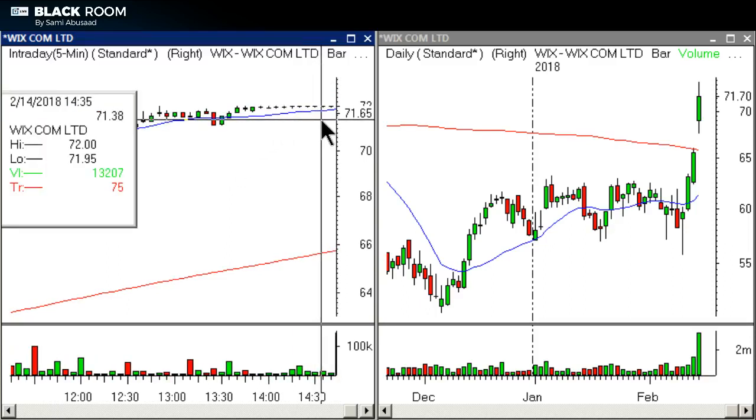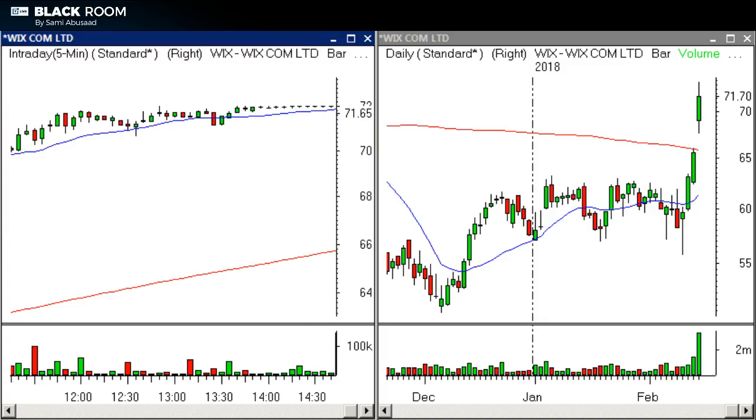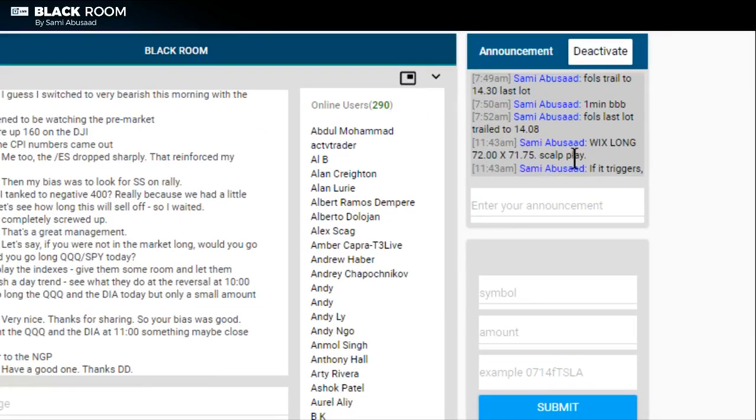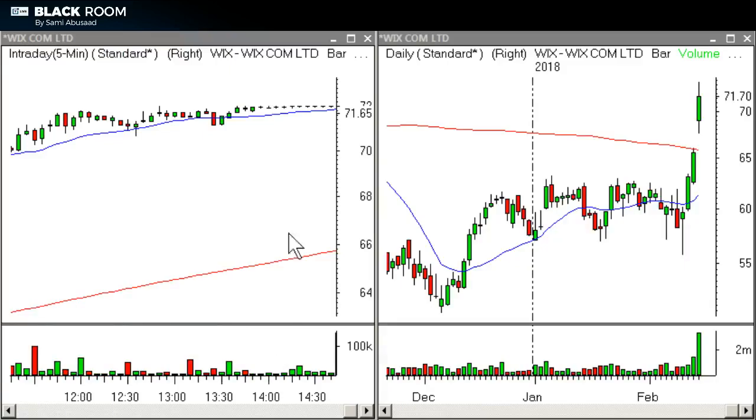And as soon as, I made a call, actually, here's the black room: Wix long 72 by 71.75. Okay, so that's the black room. Now there was a good setup.